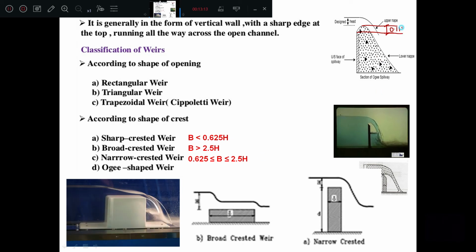That is 0.115 H, which means 11.5%. If you convert it into a percentage, it will become 11.5% of the height of water, meaning the depth of water. So it will be raised above the crest. For the smooth flow of water, it will be made like this, or if you want to get a parabolic shape of the nappe, it is raised above, and this type of weir we call an ogee weir, ogee shaped weir.